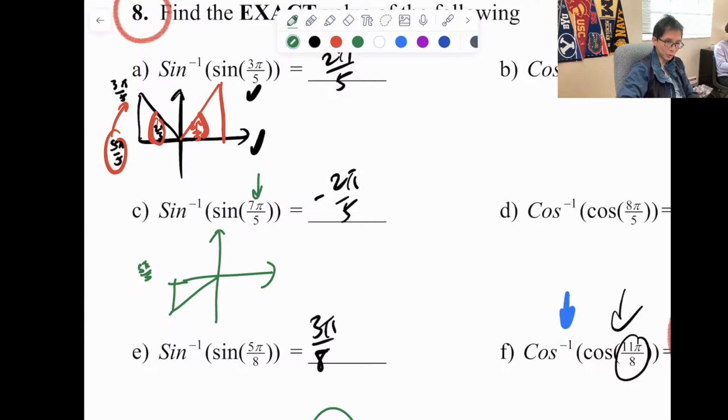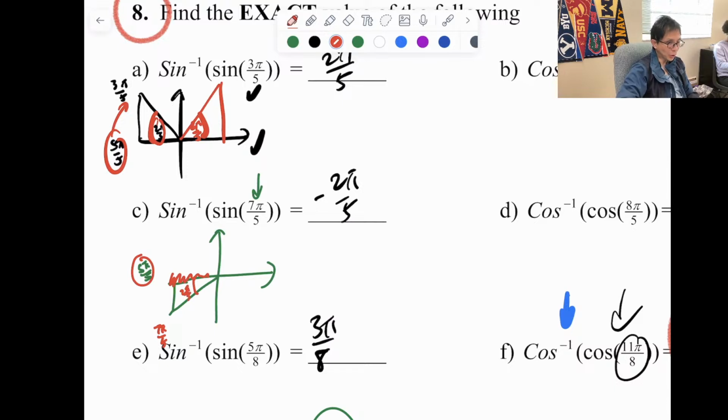Okay, so we're gonna draw a line here. This is 5 pi over 5, right? And this is 7 pi over 5. Now, what do you think the reference angle is? Is it 2 over 5? Yep, 2 pi over 5. That's it. It's that easy. So this side is 2 pi over 5.